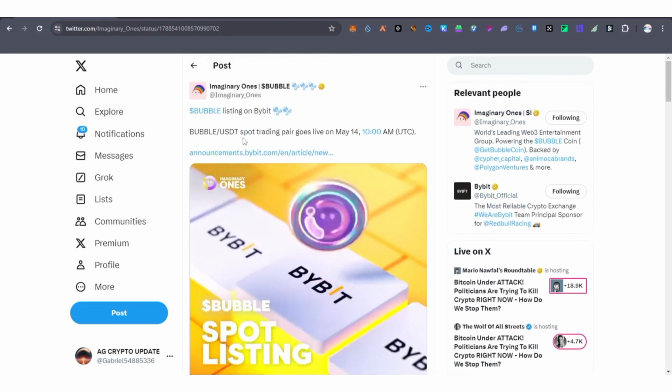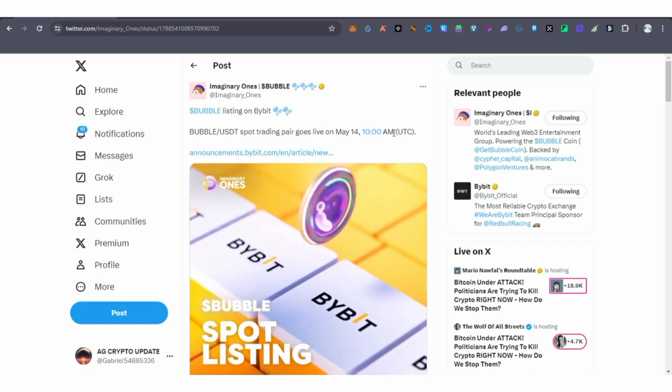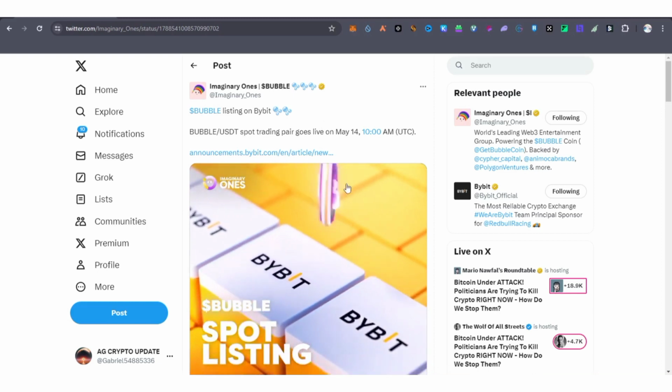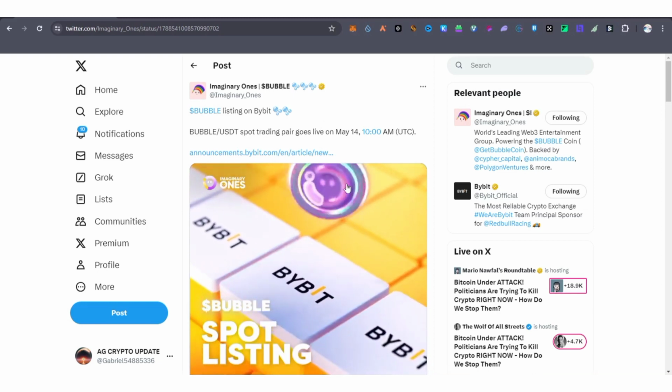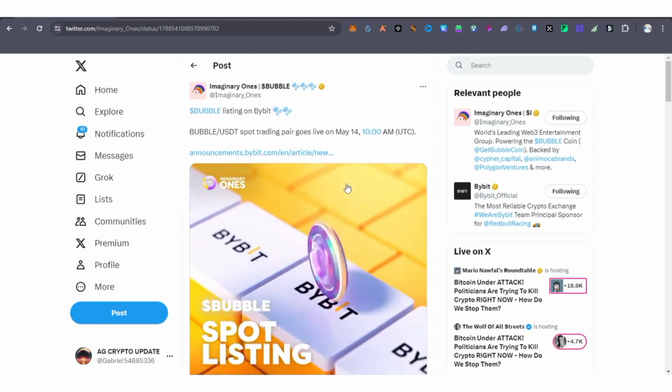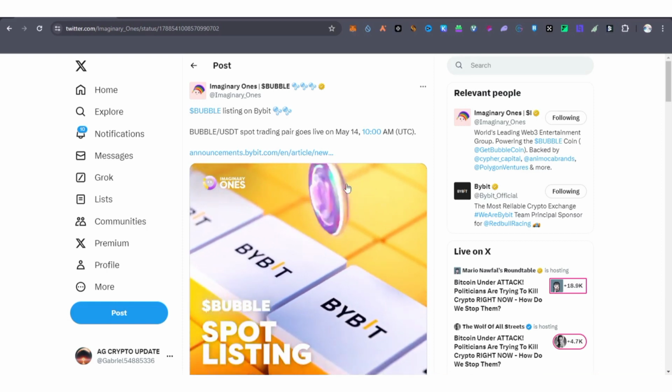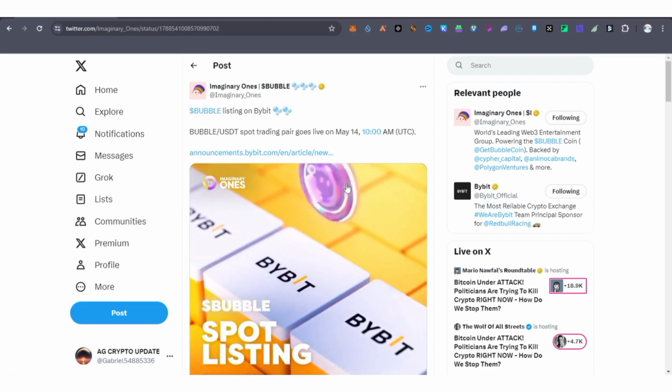They are going to pair it with USDT, and it's going to be listed on Bybit exchange at 10 a.m. UTC on the 14th of May 2024.